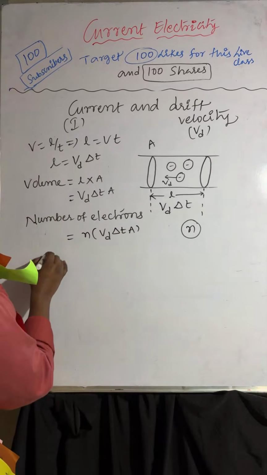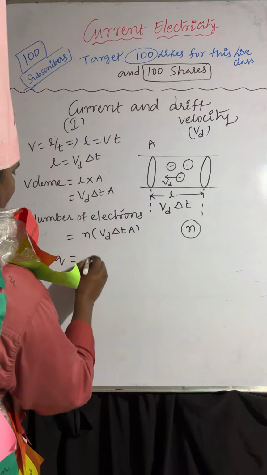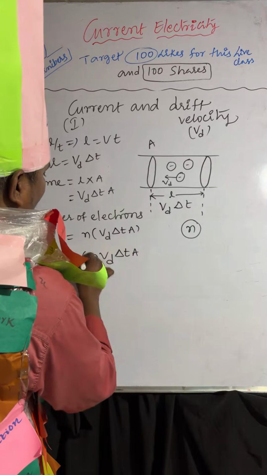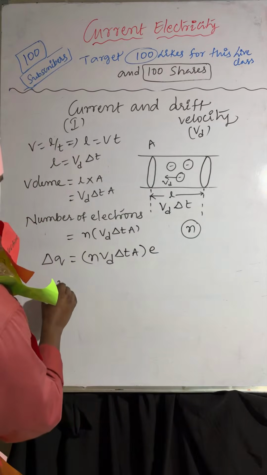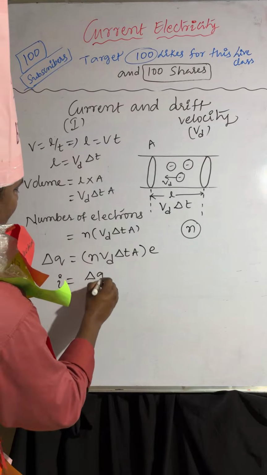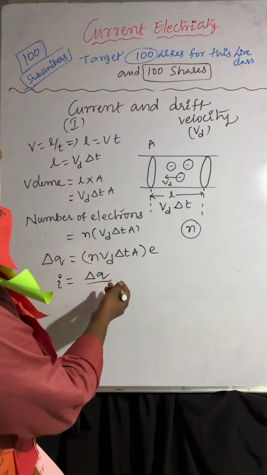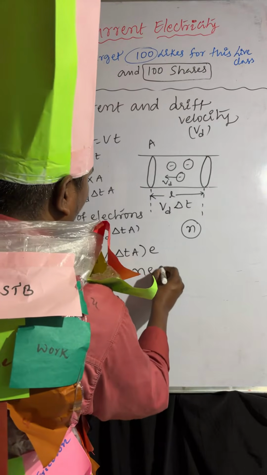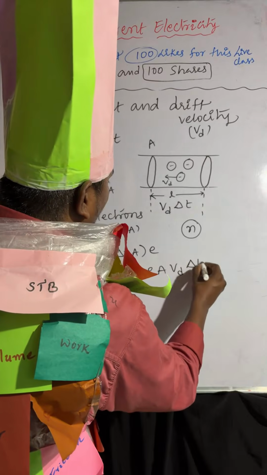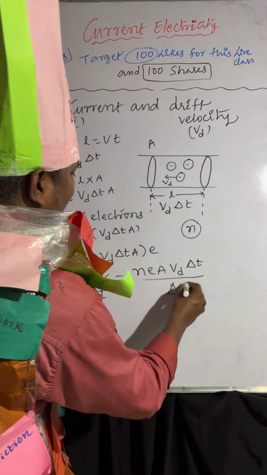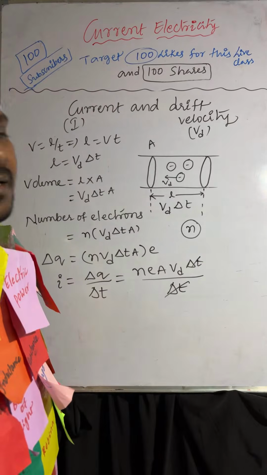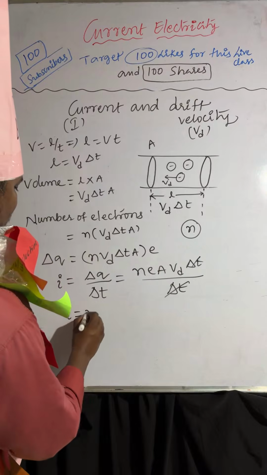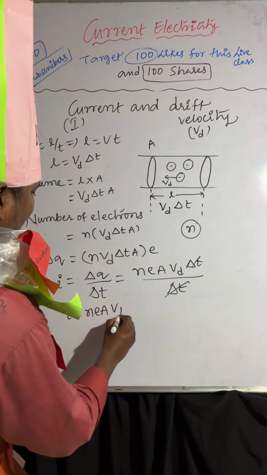Now we know the flow of charge: n Vd delta T into A into e. What is the current? Flow of charge by time. So that is n e A Vd delta T by delta T, and here delta T gets cancelled. So the current I equal to n e A Vd.